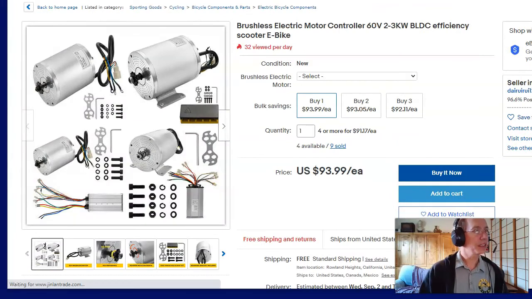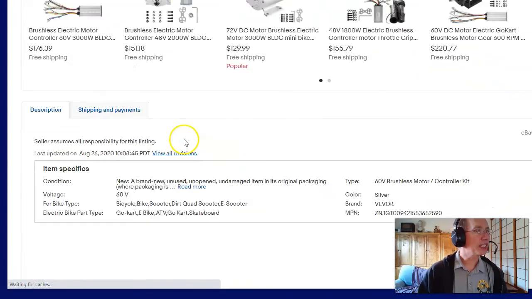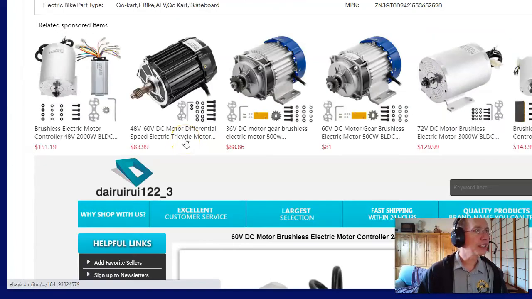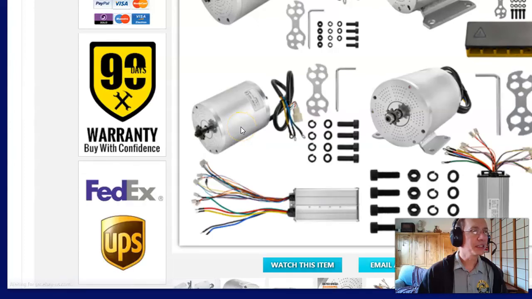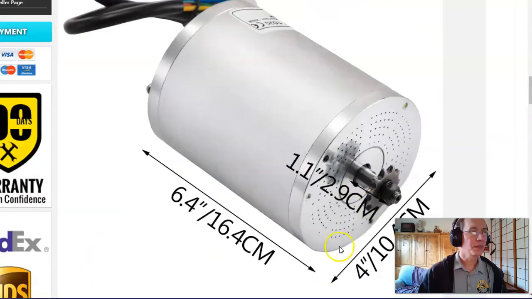This is an AC motor. Just came on the market about a month ago. For $93, I have a 3 kilowatt AC motor. 3 kilowatts is about 4 horsepower. So this is right around 5 times bigger than the DC motor in terms of size. Let's see, where's the dimensions? It's a 4-inch by 6-inch motor.